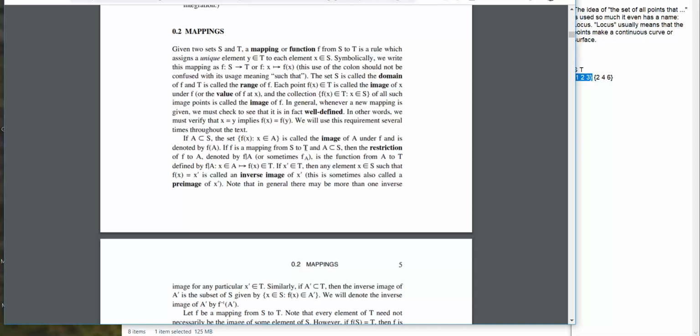If f is a mapping from S to T, and A is a proper subset of T, then the restriction of f to A, denoted by f restricted to A, is the function from A to T, defined by x belongs to A, f of x belongs to T, its complement. Then any element x belonging to S such that f of x is in it is an inverse image.